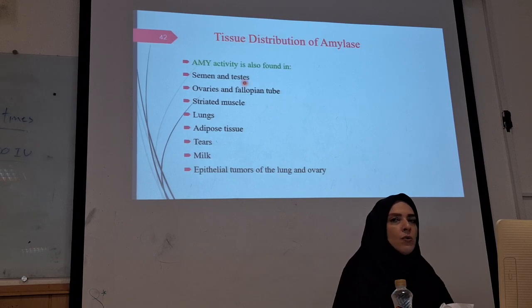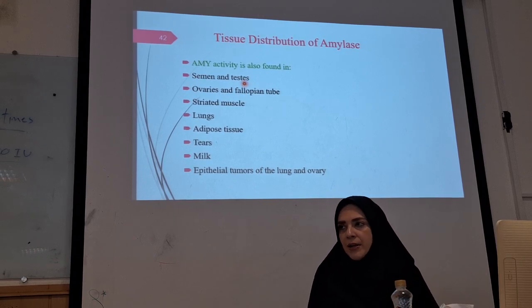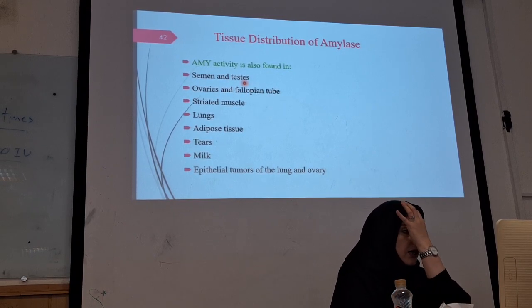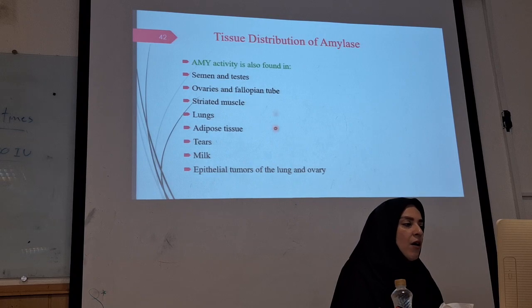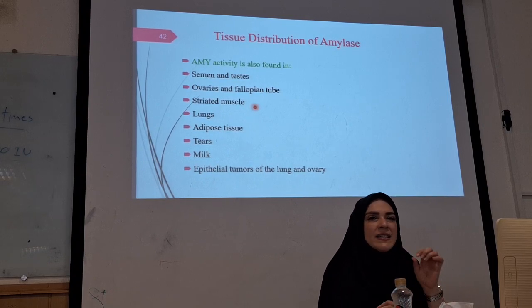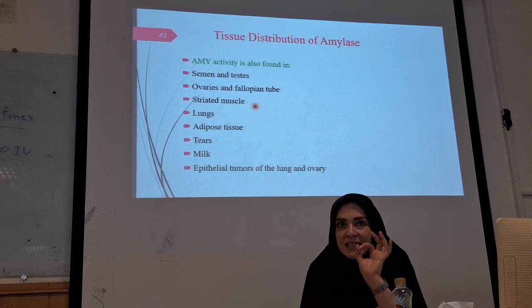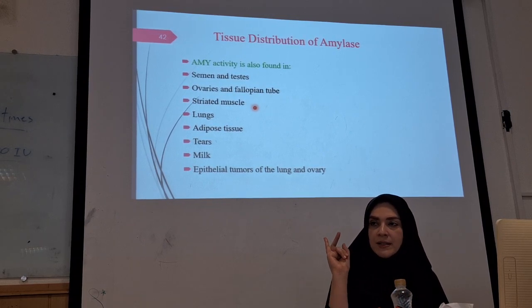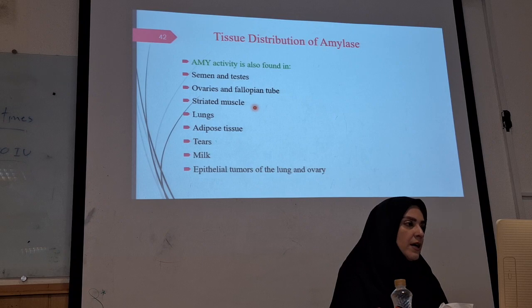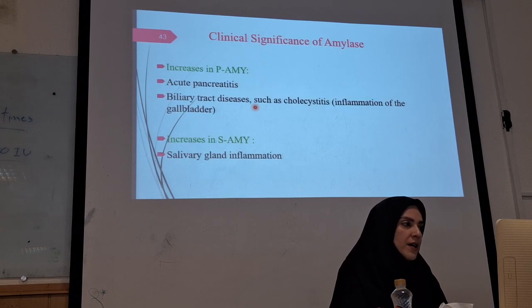And not only in the salivary gland and pancreas can we find this enzyme, but also in other tissues, for example semen, testes, ovary, lungs and other parts of the body, which contain a little amount of this enzyme. But salivary gland and pancreas are considered the most important origins of this enzyme.